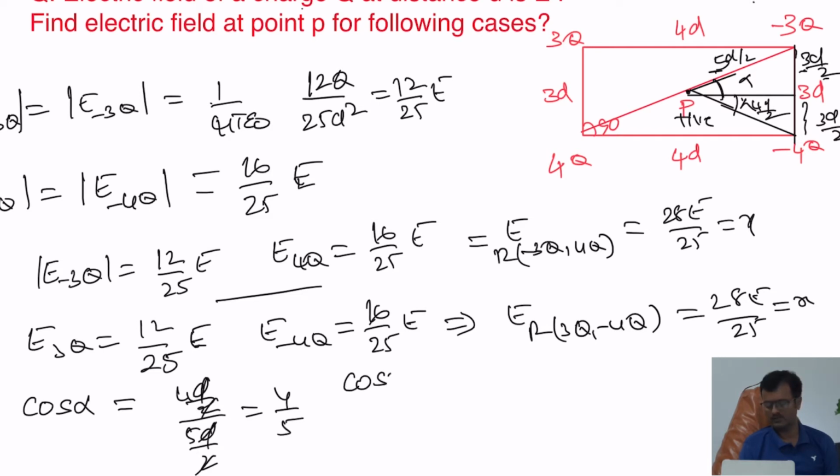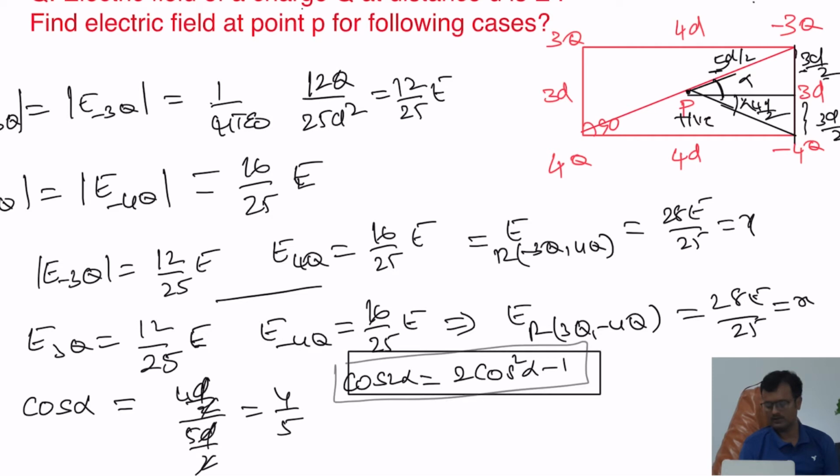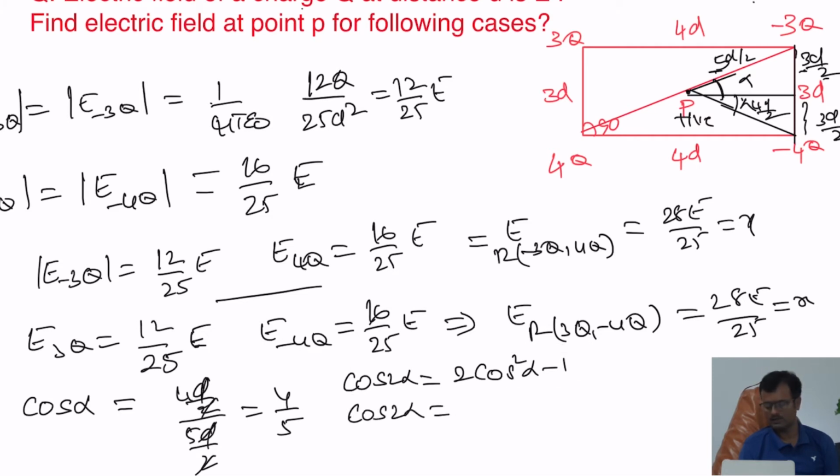What is cos 2 alpha? It is 2 cos square alpha minus 1. So we have this formula. From this formula, cos 2 alpha is equal to 2 into, so what is the cos alpha?